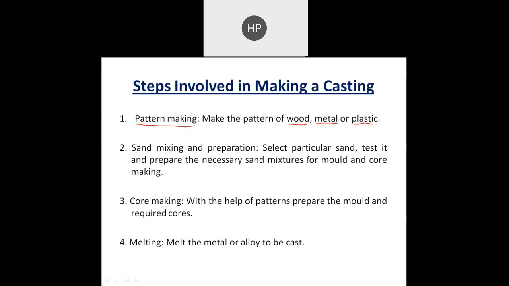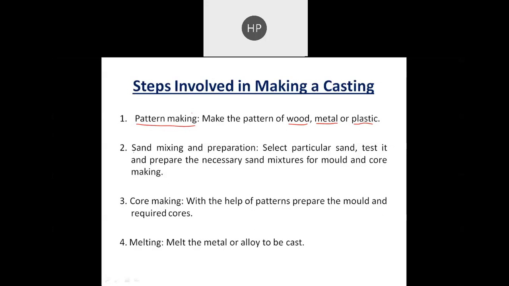But the important thing is that we have to make the pattern. And why is this pattern important? Because we are going to produce a hollow cavity for making a mold. And how is that hollow cavity made? That hollow cavity is made by use of the pattern only. So that's why the pattern is one of the most important parts of the casting process. After making the pattern, the next thing is that we have to make the mold.